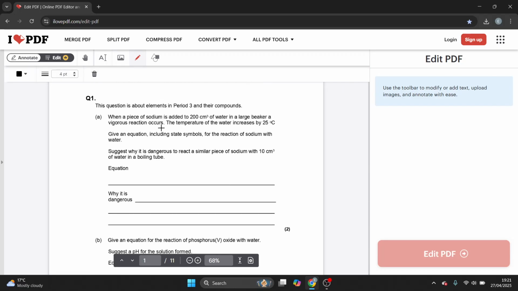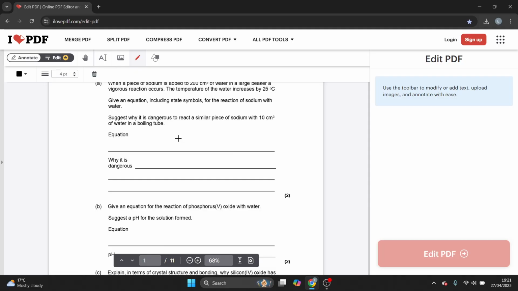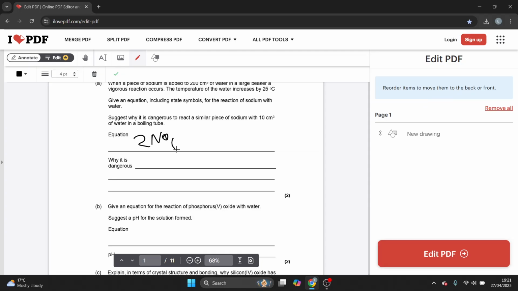Question 1, questions about period 3 elements. Given the equation for the reaction of sodium with water: 2Na (solid) plus 2H2O (liquid) to form 2NaOH (aqueous) plus H2 (gaseous).